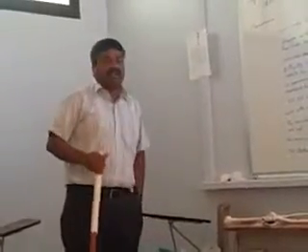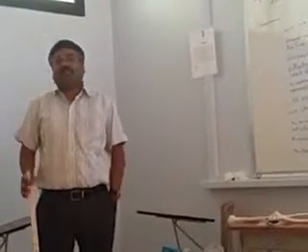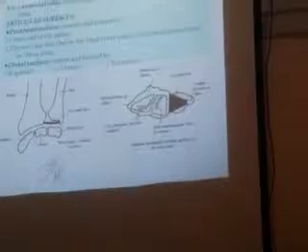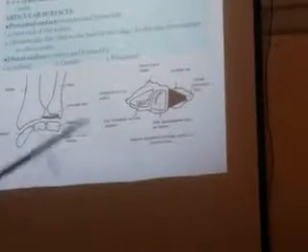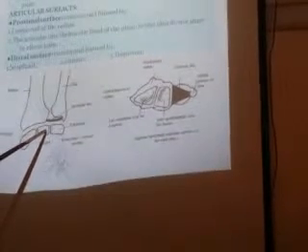Now the articulating surfaces. As I already explained, the other name for the wrist joint is radiocarpal joint. That means it is a joint between the radius and the first row of carpal bones, radiocarpal. So very important here, the ulna will not take part in the wrist joint. Very important. The ulna will not take part in the formation of the wrist joint.